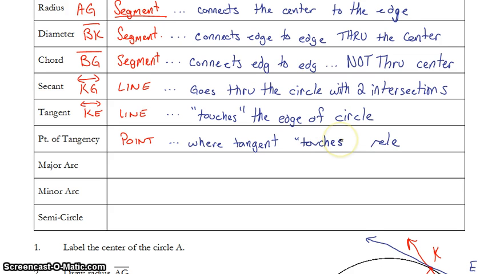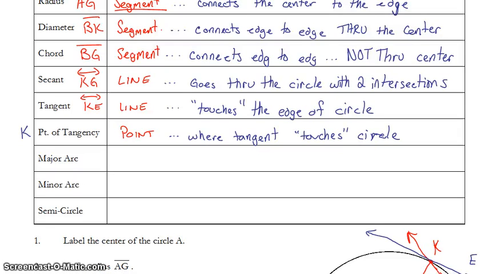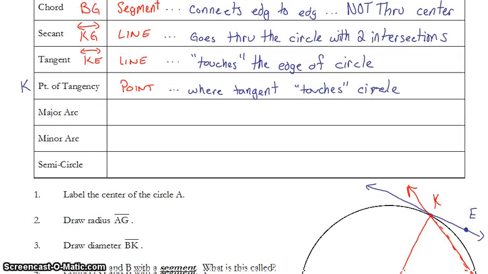Okay, so the point of tangency is point K. That leaves 3 new ideas. These ideas are slightly different: major arc, minor arc, and semicircle. They are all talking about the edge of your circle.